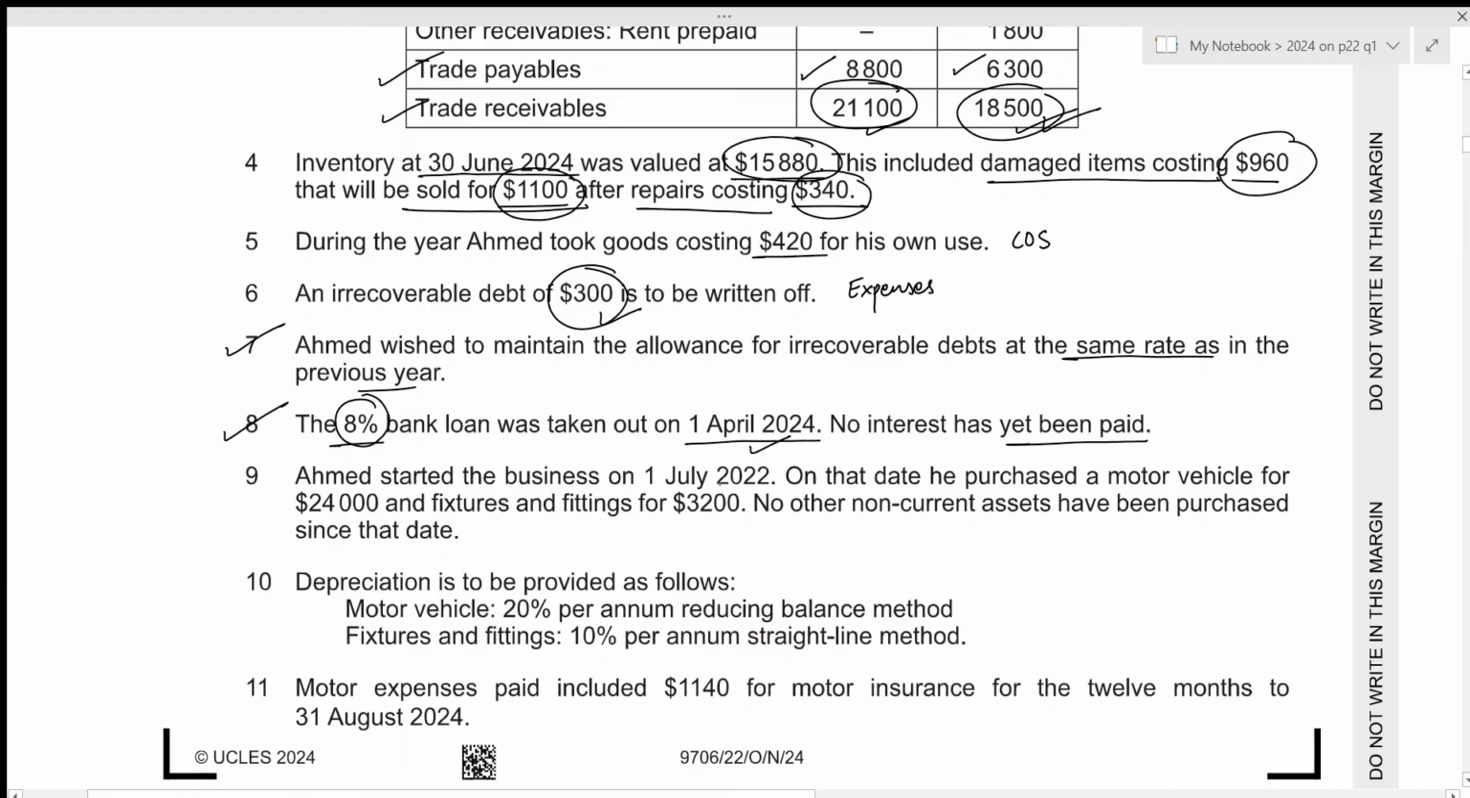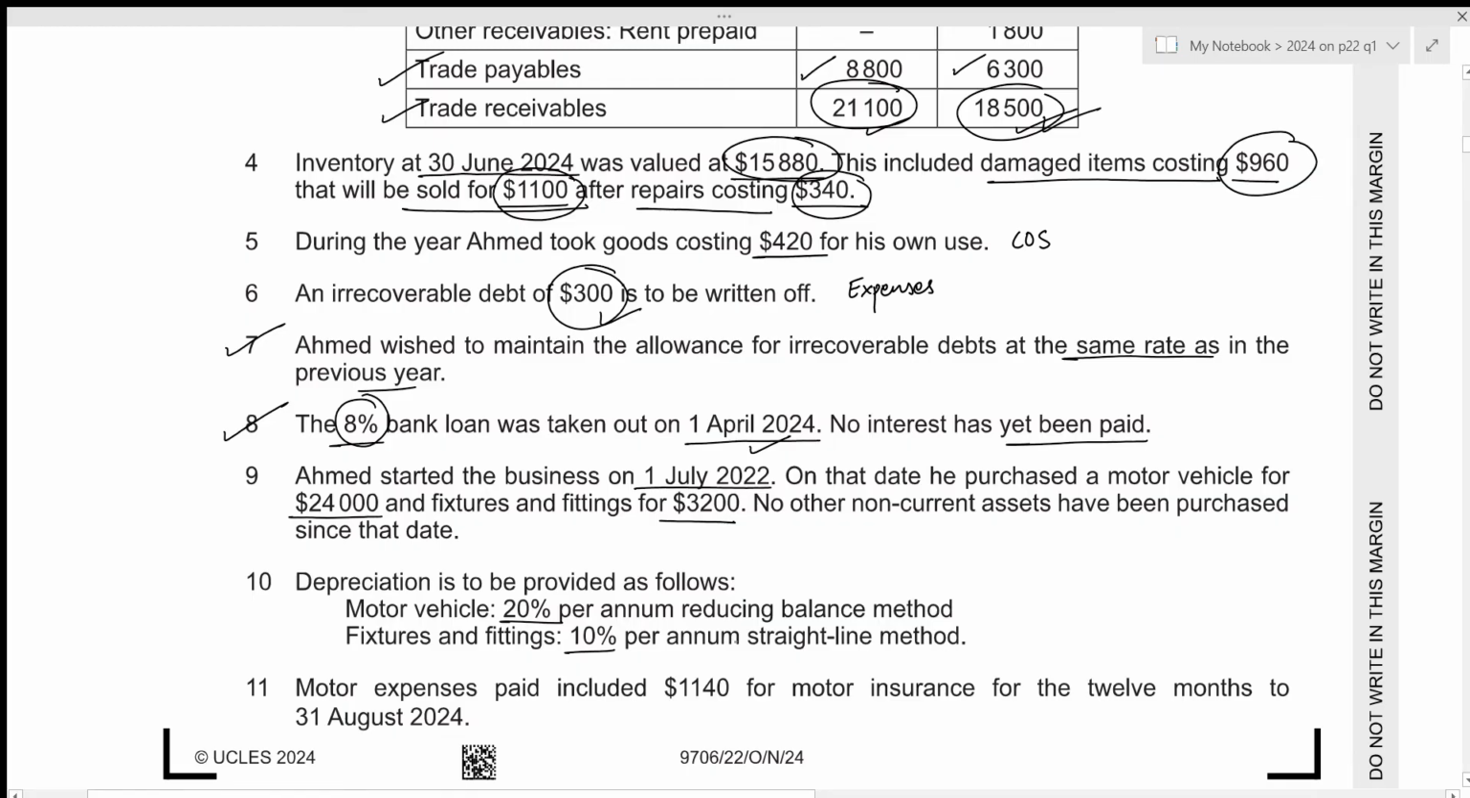Then Ahmed started the business on 1st July 2022. On that date, he purchased a motor vehicle for 24,000 and fixtures and fittings for 3,200. No other current assets have been purchased since that date. We need to calculate the depreciation now. Motor vehicle is 20% per annum reducing balance method. Fixtures and fittings is 10% per annum straight line method.